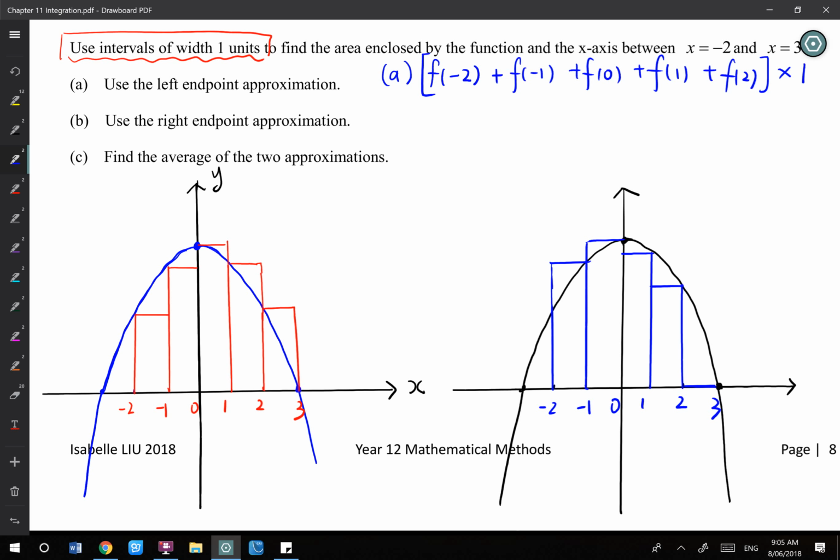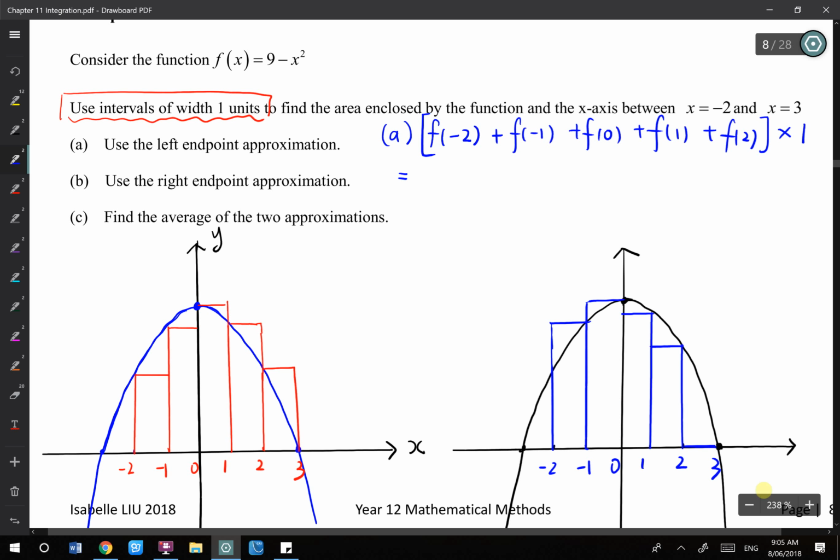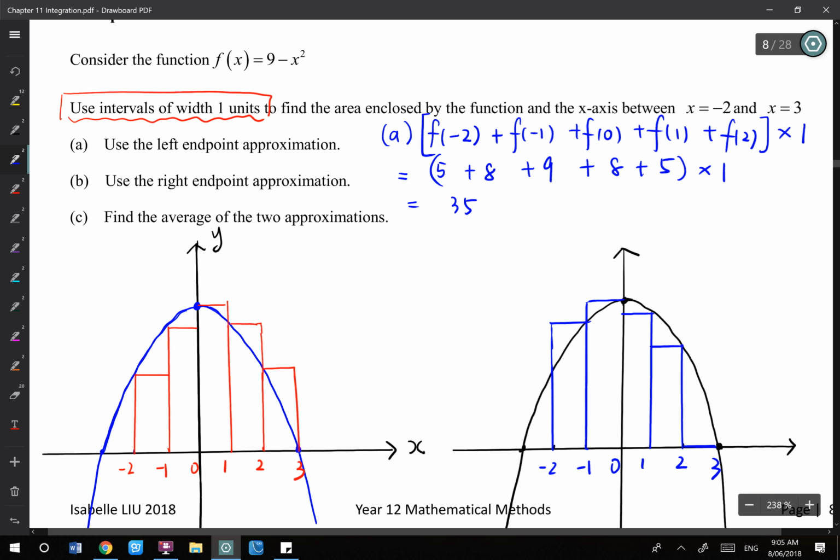Can you see we have from -2 to 3. I use the left hand side approximation, so my values include -2, -1, 0, 1, 2, but not 3, because I'm not using the right hand side point at all, so I don't have f(3). If I calculate that, it gives me 5 plus 8 plus 9 plus 8 plus 5, times 1. That's 35.